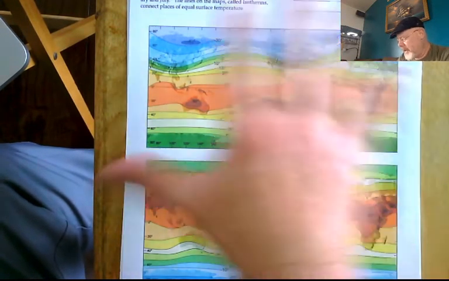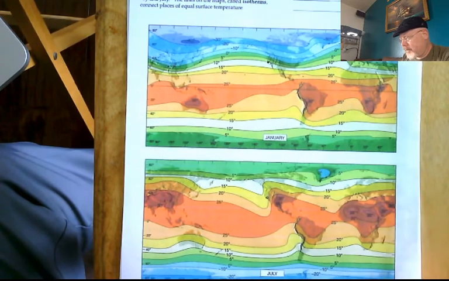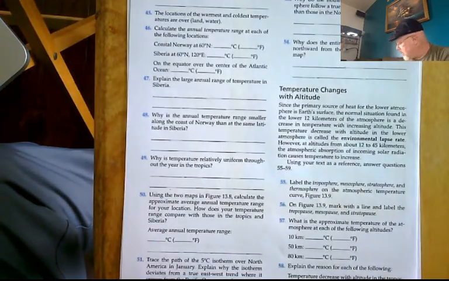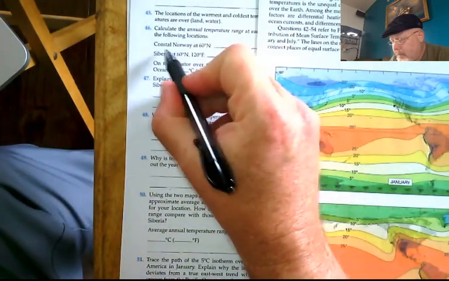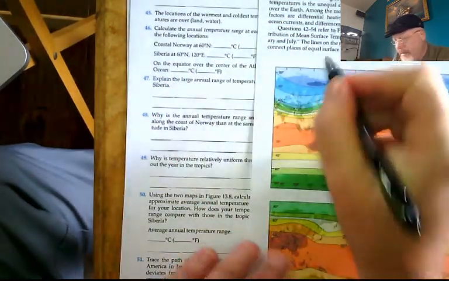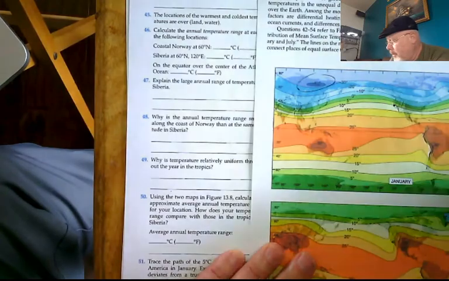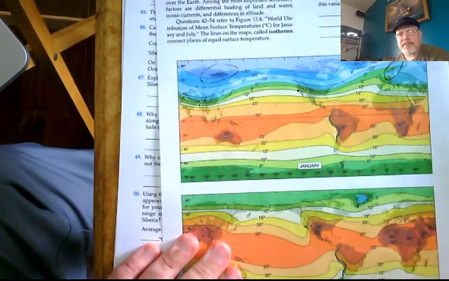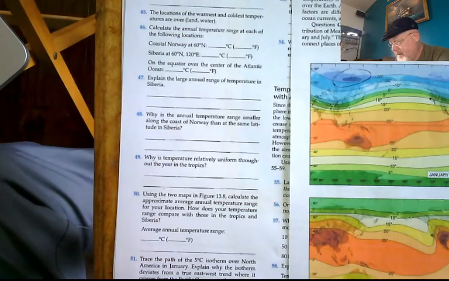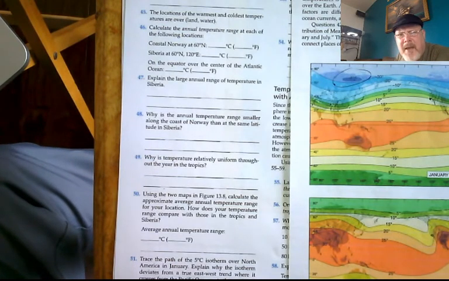So looking at this isotherm map, this is where you're going to answer those next few questions. It might ask you about coastal Norway and Siberia. So here is Siberia right here. Coastal Norway is located about right here. So those are the two places they're asking you to look for. Make sure you use Google Maps if you don't know where those places are.